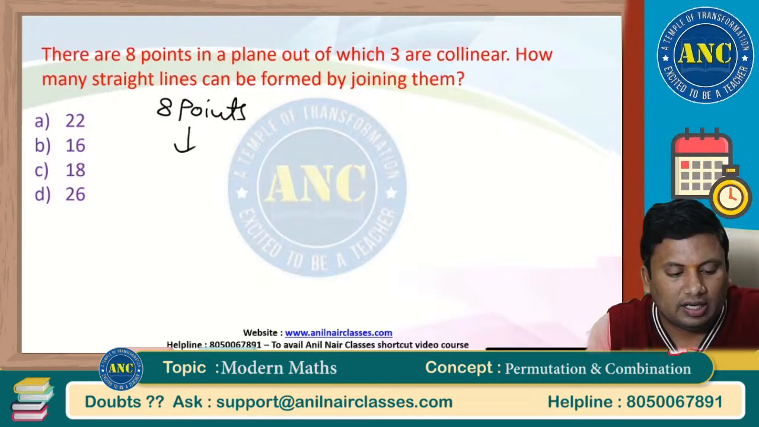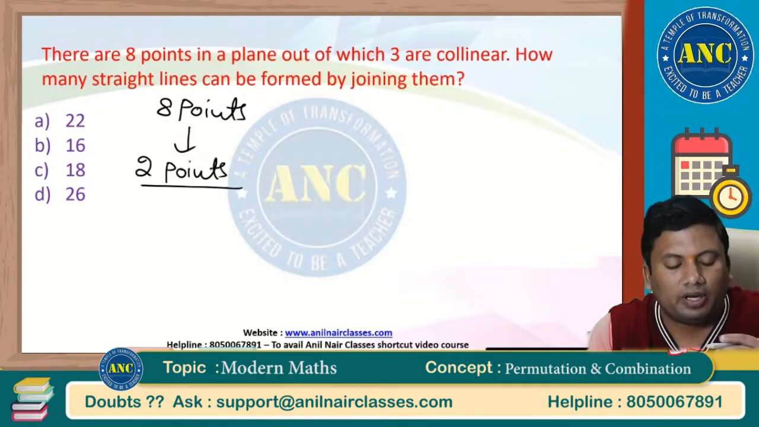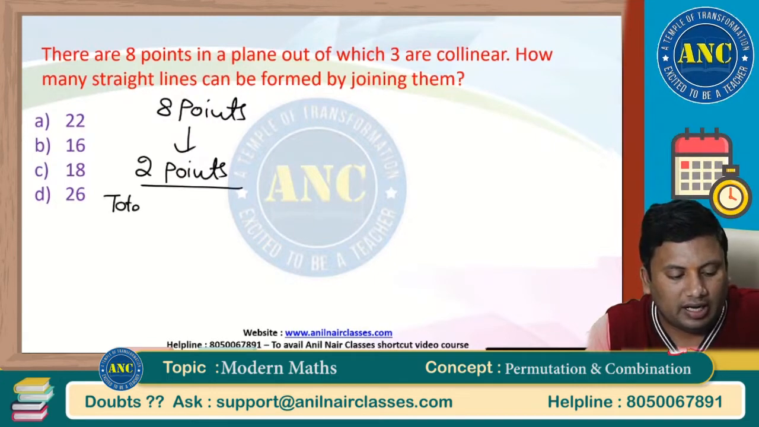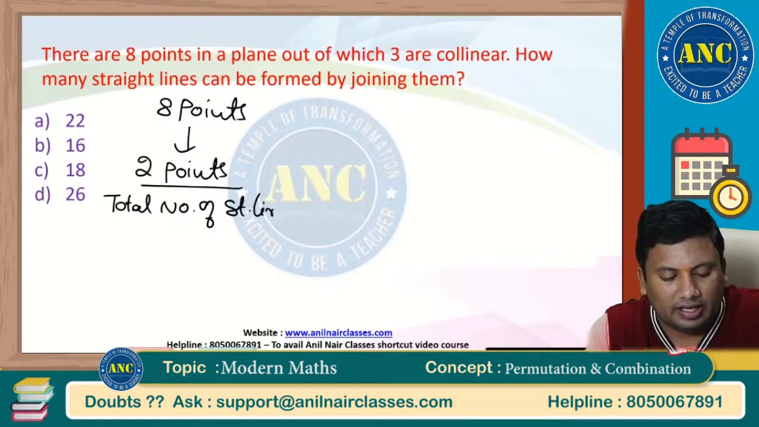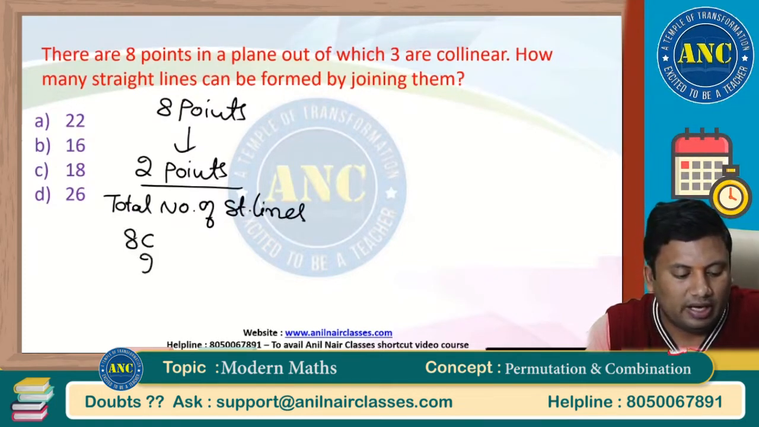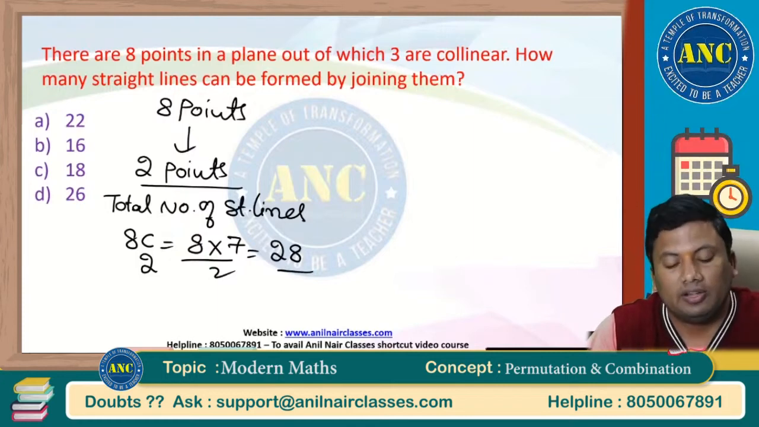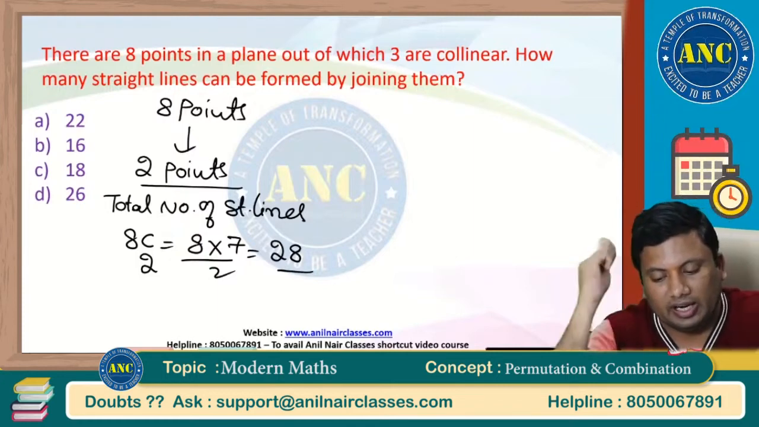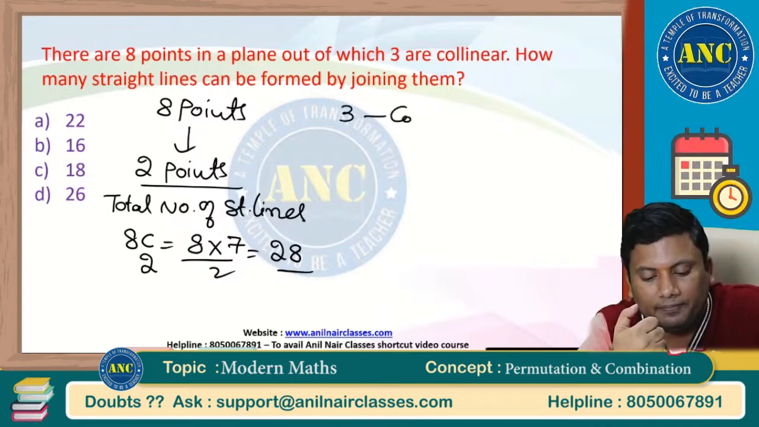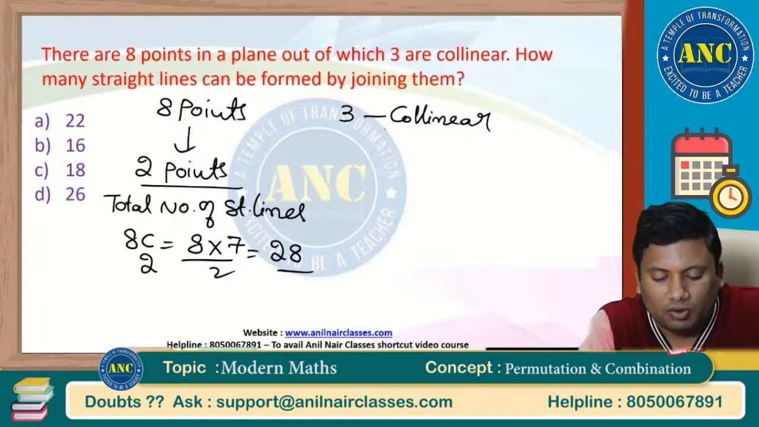8 points are there. To draw a straight line, I require 2 points. So the total number of straight lines will be 8C2, which is nothing but 8 into 7 by 2, which is 28 straight lines. In that 28 straight lines, 3 points are collinear. If 3 points are collinear, it is nothing but the same line.